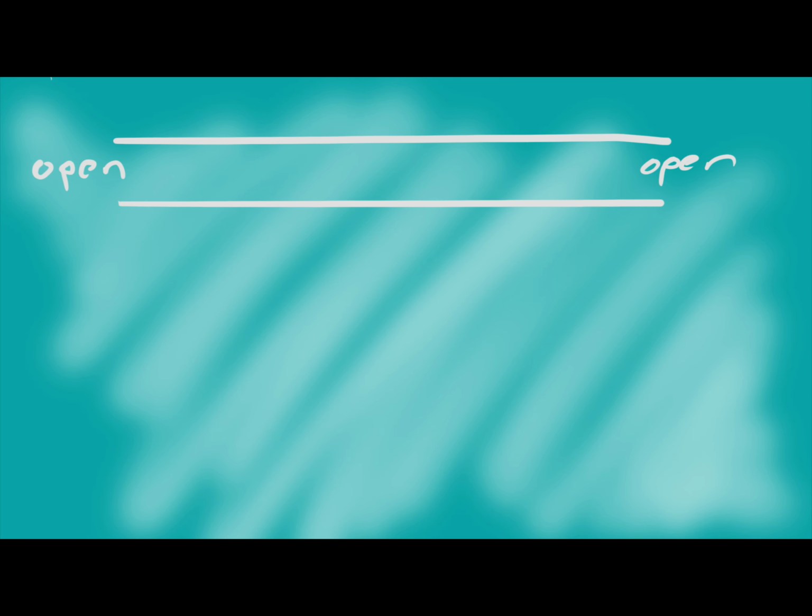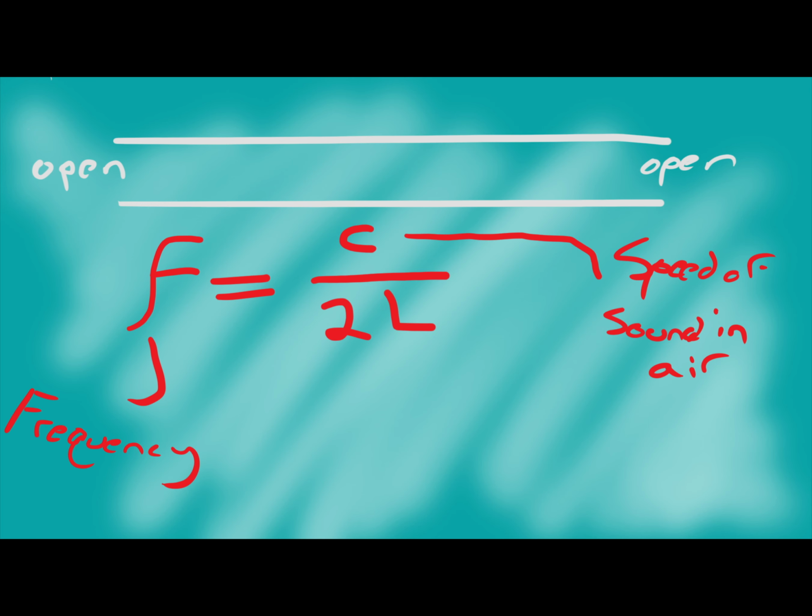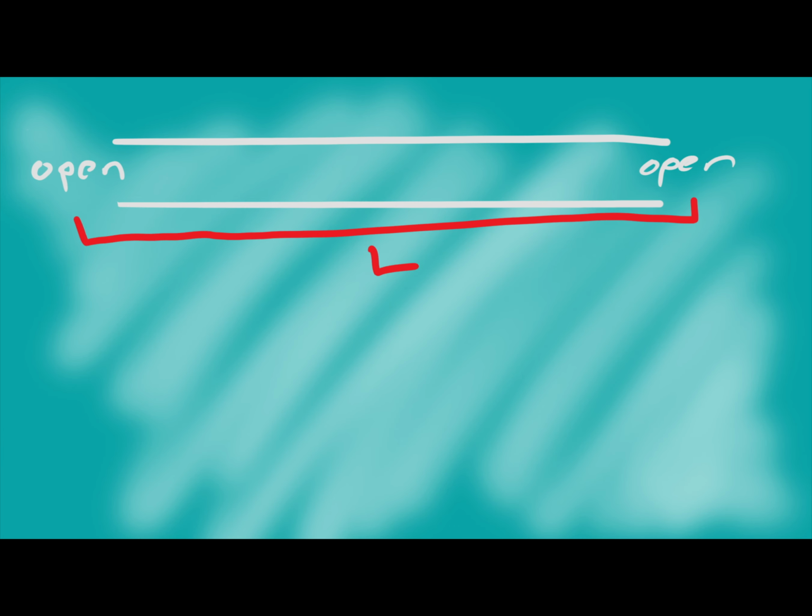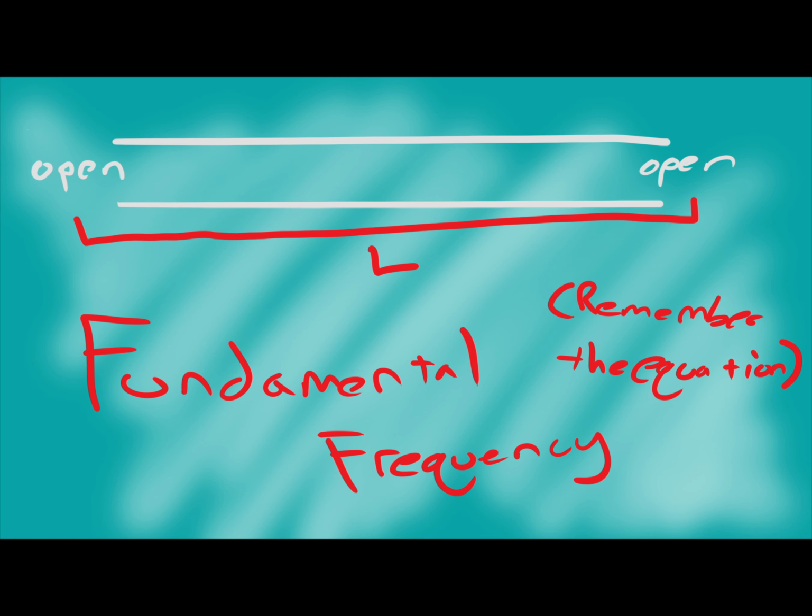My instrument uses a pipe open at both ends. If the pipe is open at both ends, we use the following equation. F equals C divided by 2L, where F is the frequency, C is the speed of sound in air, and 2L is the wavelength, which is 2 times the length of the pipe. Keeping up so far? Good. Just a little bit more. If we have the length of the pipe, we can calculate the frequency of its fundamental.